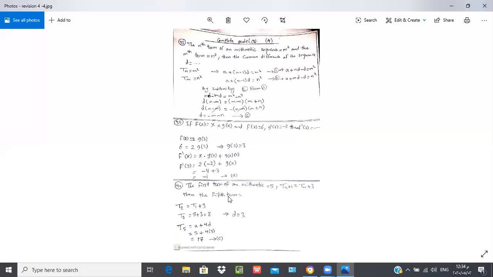So he asked you to find the fifth term. So T2 equals T1 plus 3 according to this rule. So T2 equals 5 plus 3, it will be 8. So the difference here, the first term 5 and the second term 8, the difference equals 3. So if I want to find T5, a plus 4d, this is the rule. So 5 plus 4 multiplied by 3 will be 17. Okay, I hope that you understand this part.